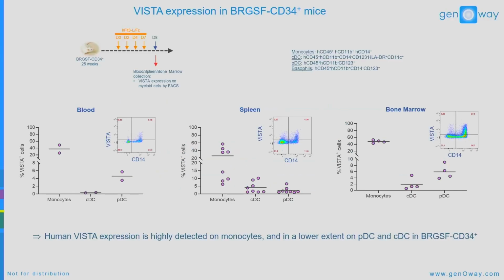Just for you to keep in mind that VISTA is mainly expressed on monocytes. And when we check the monocytes in the HIS mice, VISTA is strongly expressed on the myeloid compartment. And when we check in the myeloid compartment, VISTA is strongly expressed on monocytes, but also on dendritic cells.